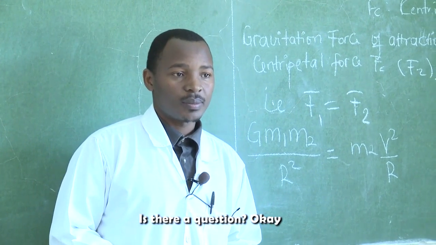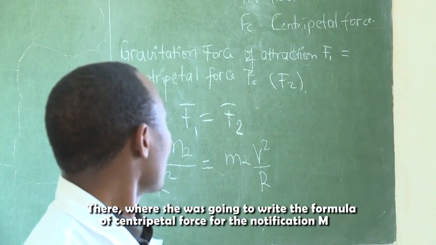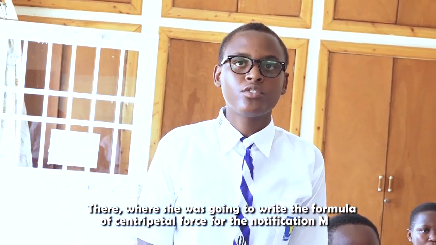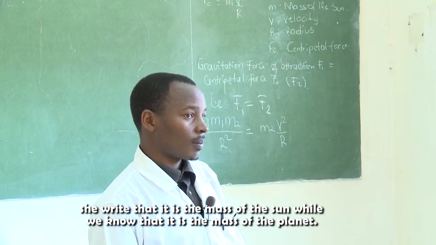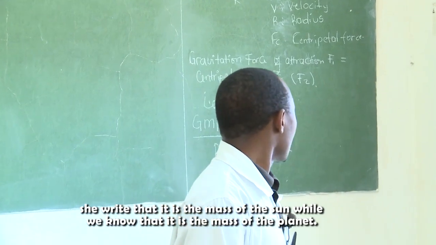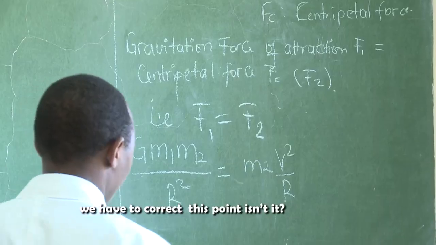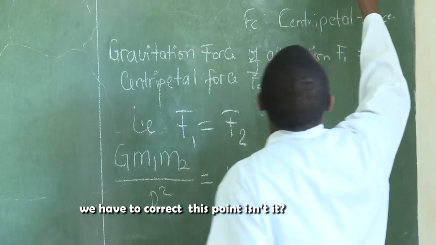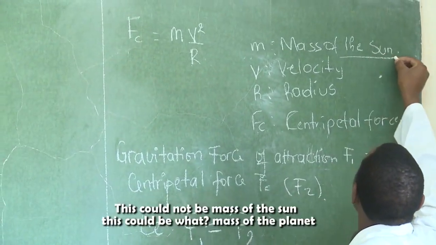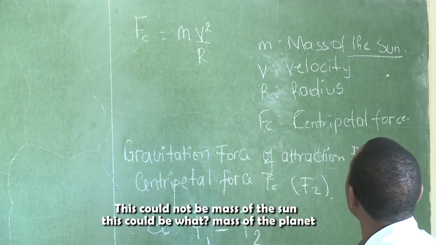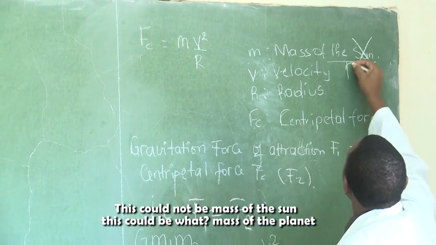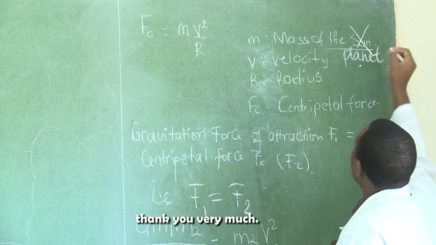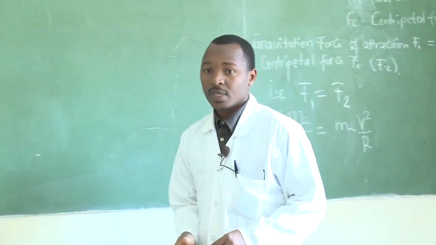Then, is there a question? There was a student who was going to write the formula for centripetal force. For the notation M, she wrote that it's the mass of the sun, while we know that it's the mass of the planet. We have to correct this point, isn't it? This could not be the mass of the sun. This could be what? Mass of the planet. Thank you very much. Is there any other question?